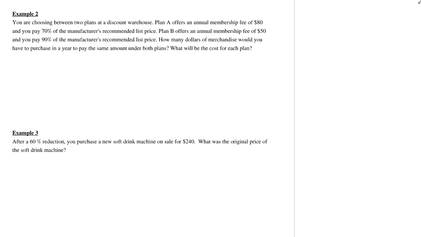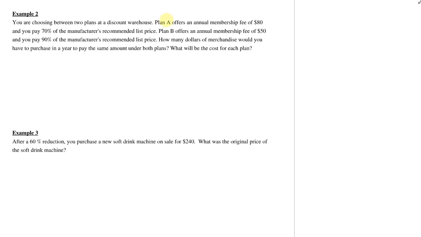I've got example 2 here. You are choosing between two plans at a discount warehouse. Plan A offers an annual membership fee of $80 and you pay 70% of the manufacturer's recommended list price, and Plan B offers an annual membership fee of $50 and you pay 90% of the manufacturer's recommended list price. How many dollars of merchandise would you have to purchase in a year to pay the same amount of money under both plans, and what will be the cost for each plan?